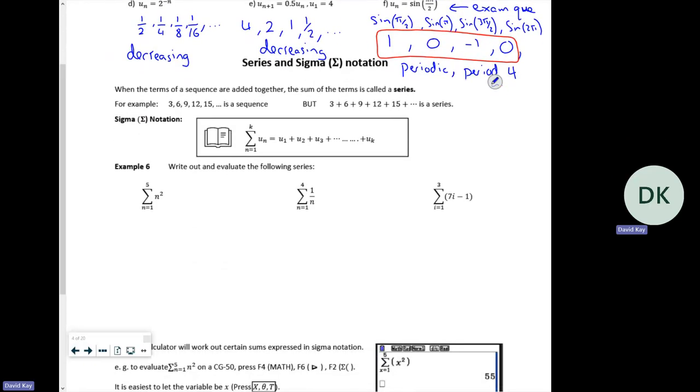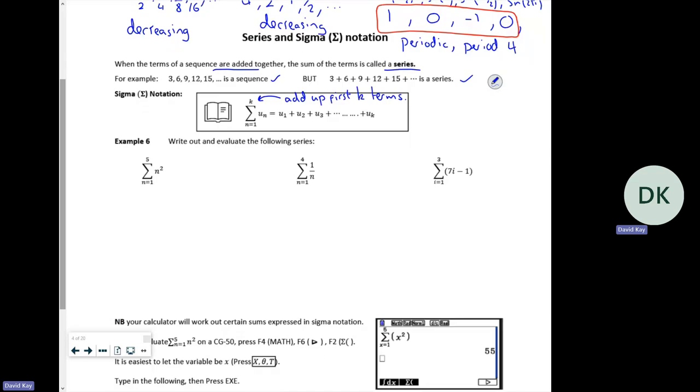What are we on to now? Oh yeah, so series and sigma notation. It says here, when the terms of a sequence are added together, the sum of the terms is called the series. So if I'm adding them up, it's a series. So look, you've got a sequence and you've got a series. This is telling me to add up the first k terms. There. So for this example here, I'm going to add up the first 5 terms.